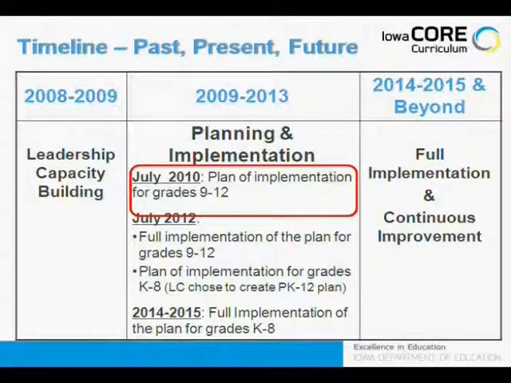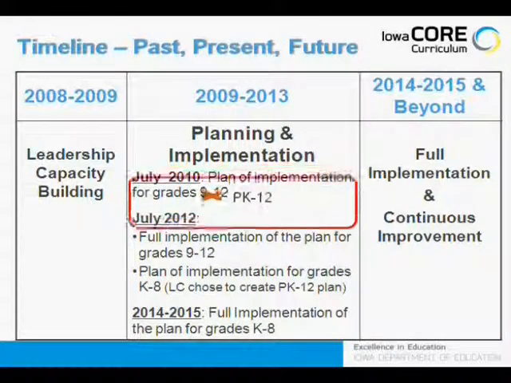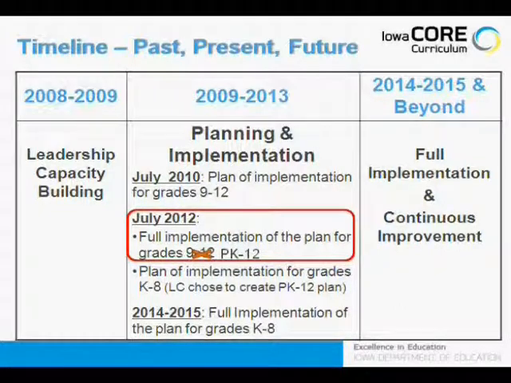As you can see, while the state has 2 deadlines, one for grades 9 through 12 and one for grades K-8, Lewis Central made the decision to implement pre-kindergarten through 12 simultaneously. Planning and collaboration will continue this year as the whole district begins to be engaged in the processes and protocols to implement the Iowa Core Curriculum with fidelity.